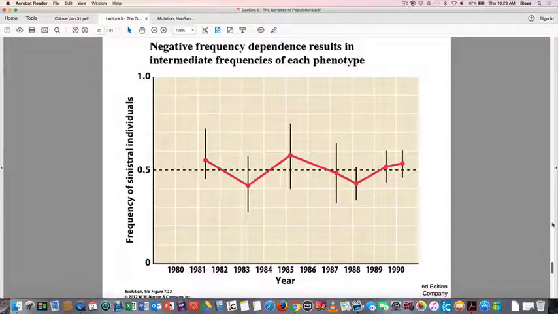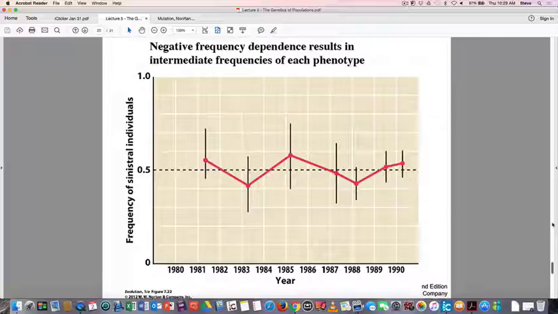Negative frequency dependent selection results, in this particular case, in intermediate frequencies of each phenotype. So here's the frequency, we're just saying, of the sinistral individuals in this population. And they did this study from 1980, over a 10-year period. It's easy to do. You go out and catch them in a net, count them, throw them back in, right? Do this every year. Look what they found.